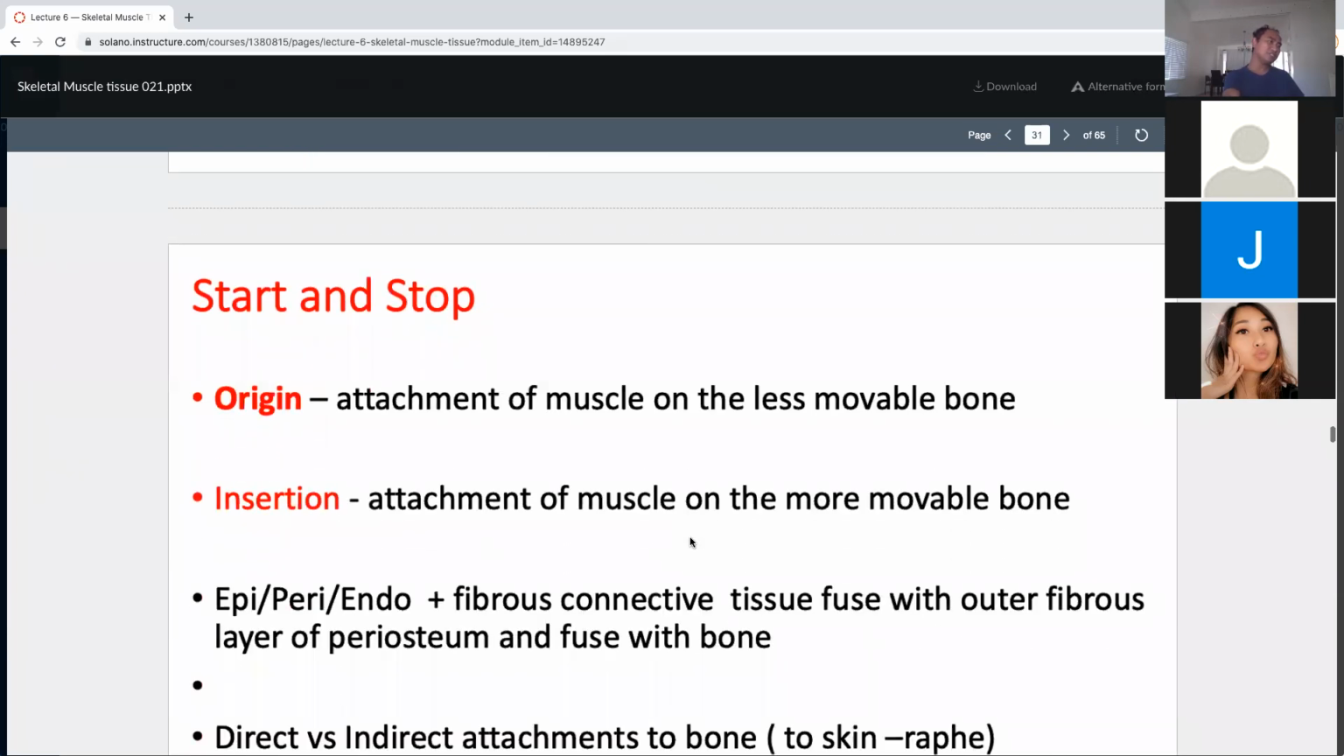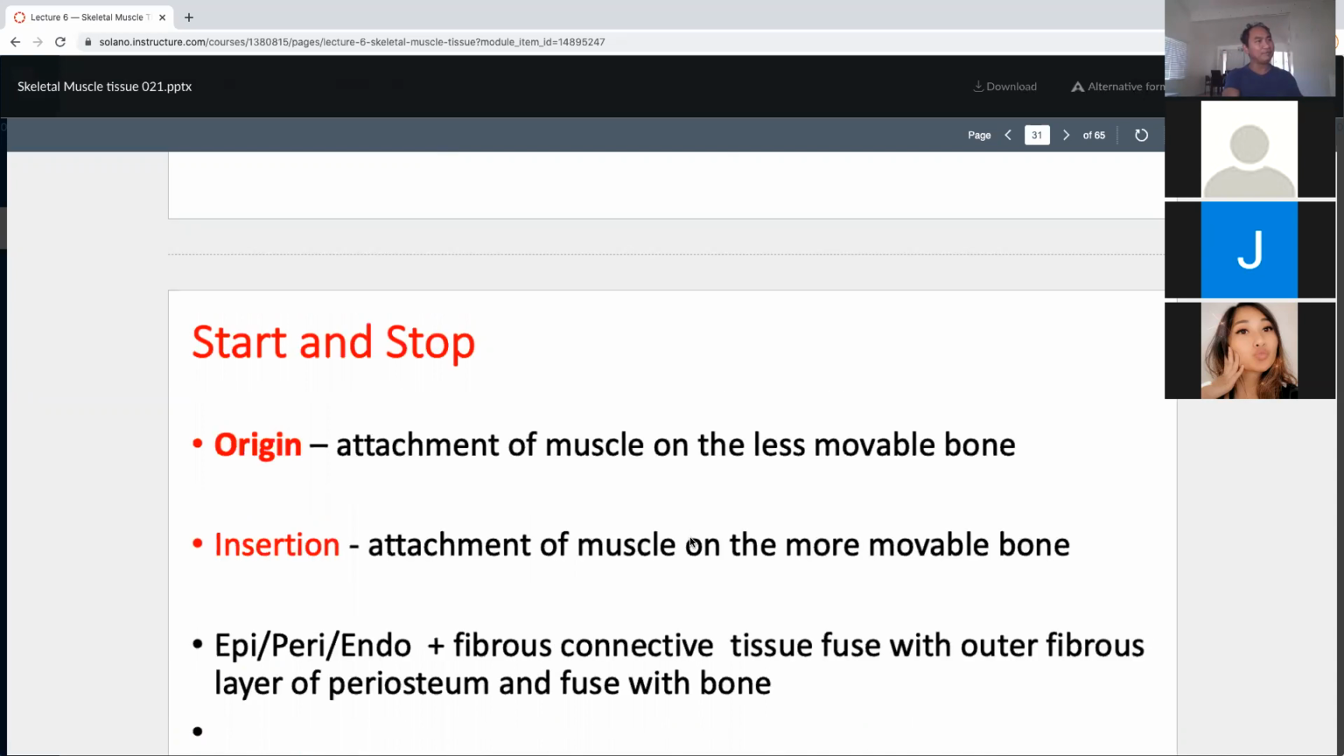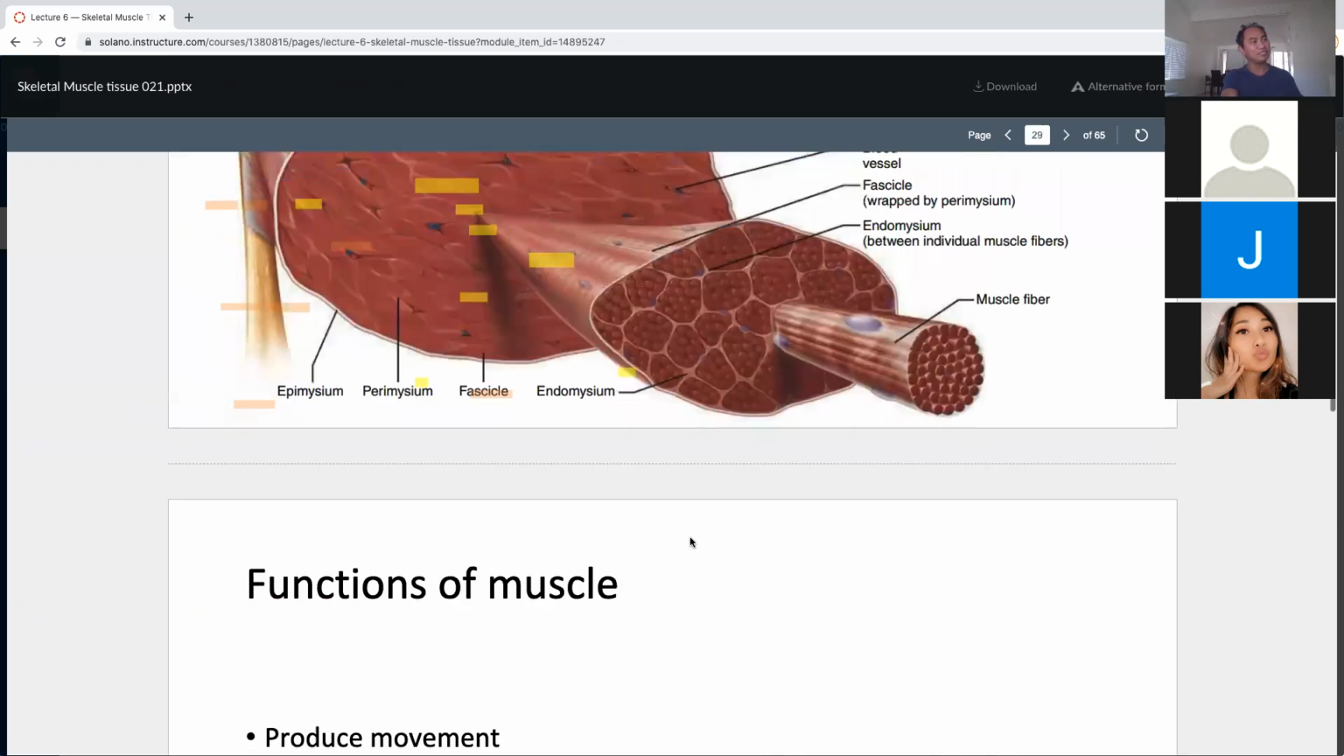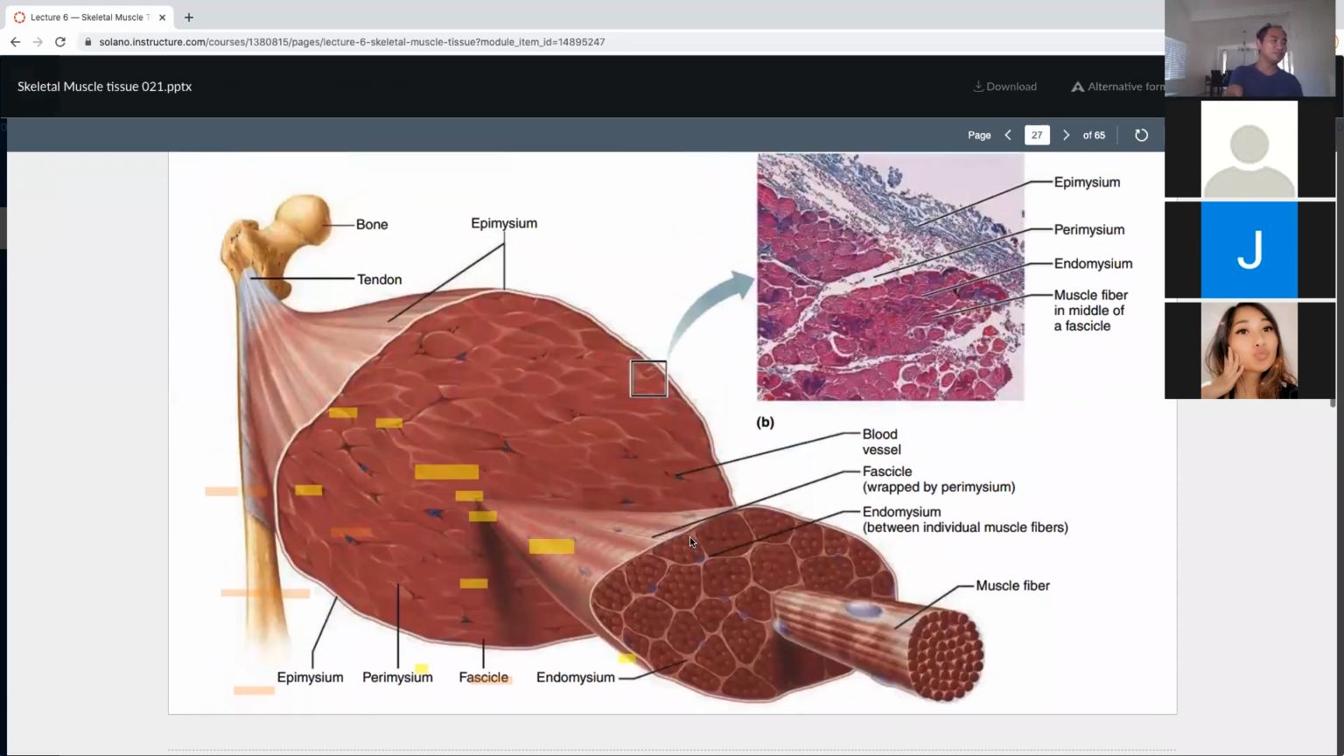The origin and insertion. So like a muscle, we start from a bone, become muscle, and then become the tendon again. Where is it? So this is a very good diagram. So a muscle, big fat thick muscle, start as a tendon, originate from the bone, tendon, and all the muscle fibers.